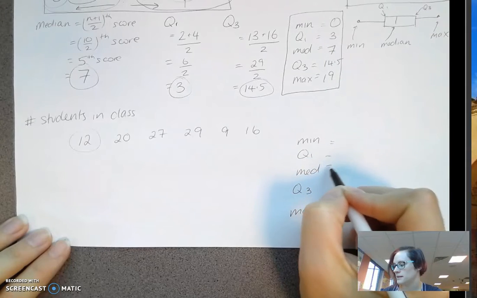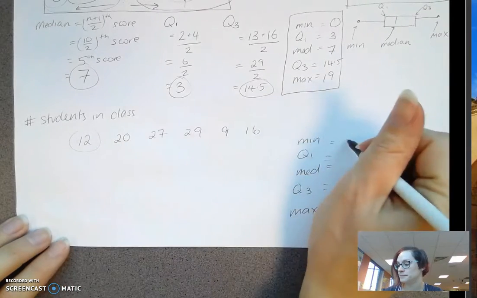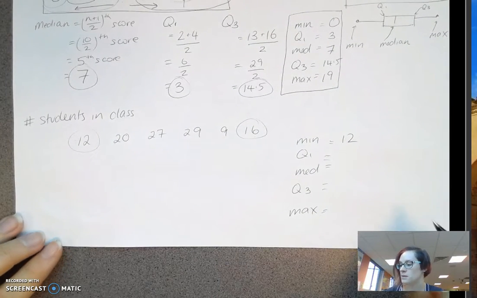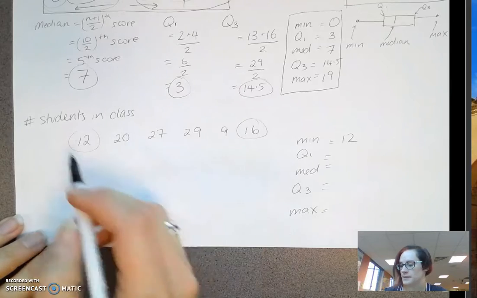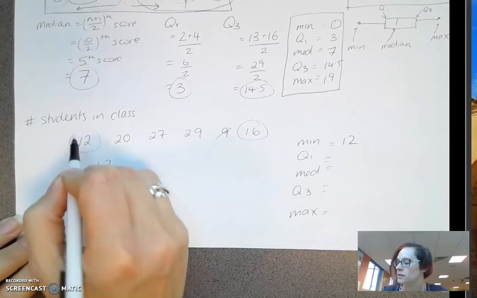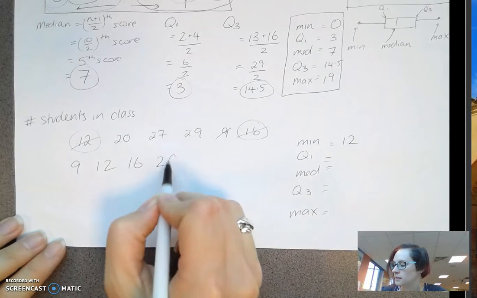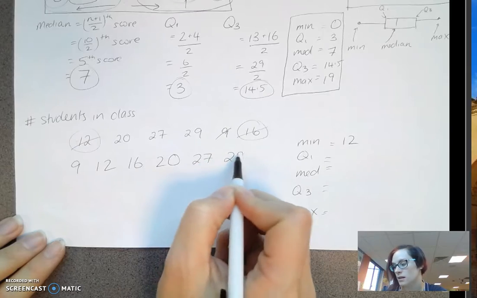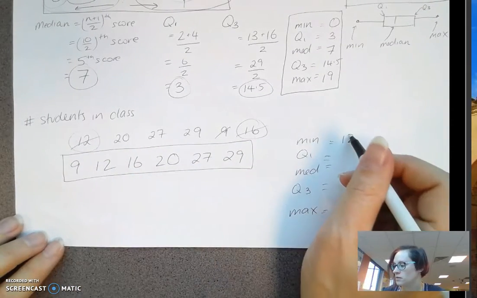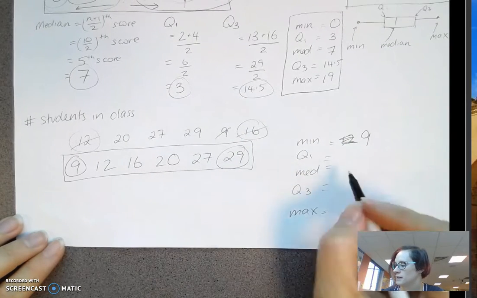Okay, so these are nice and easy to find to start with. Our minimum being 12, and our max, oh, no, I've done something wrong there, haven't I? Because what I need to do is put them in order. Silly me. All right, let's put them in order. So 9, 12, what else we got? 16, 20, 27, 29. All right, there you go. There's a mistake you guys might make. I've made it as well. So our new minimum is 9, which makes more sense, our maximum is 29.